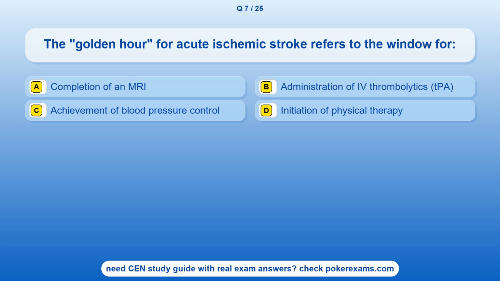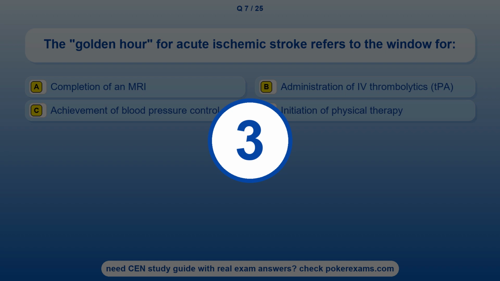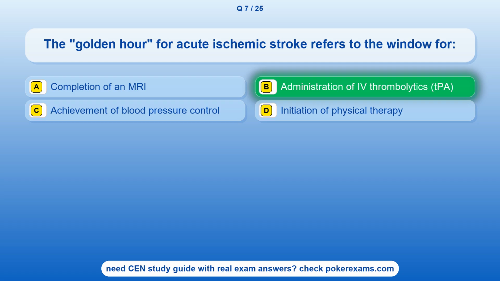Question 7. The golden hour for acute ischemic stroke refers to the window for: Option A. Completion of an MRI. Option B. Administration of thrombolytics, tPA. Option C. Achievement of blood pressure control. Option D. Initiation of physical therapy. The correct answer is option B. Administration of thrombolytics, tPA.